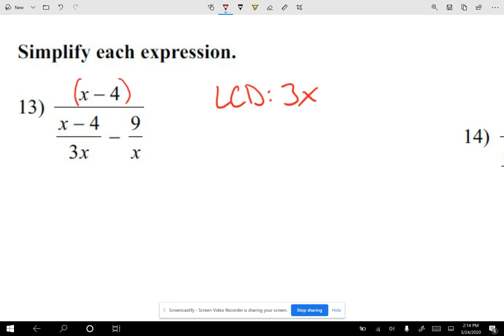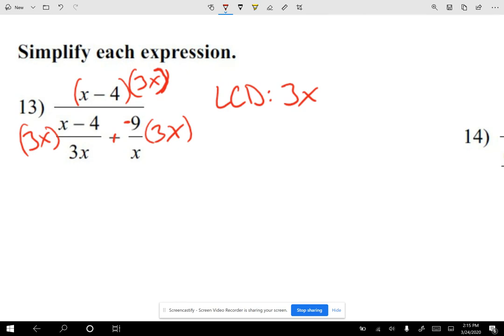The top, I'm going to call it a whole thing. It's not a fraction. I'm going to multiply that by 3x. The first one, I'm going to multiply that by 3x. My other fraction, let me also multiply that by 3x. And then on top of it, my minus sign in between the fractions, I'll change it to a plus and give that negative to the top. So I'm going to multiply everything by 3x.